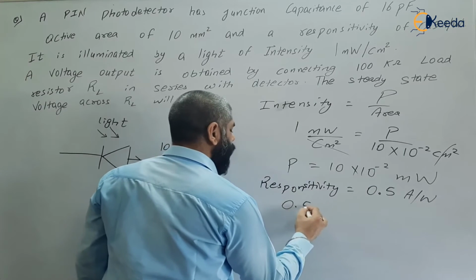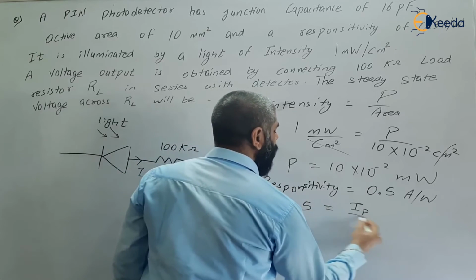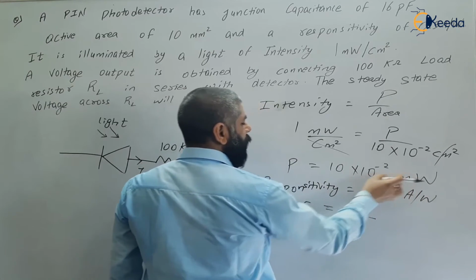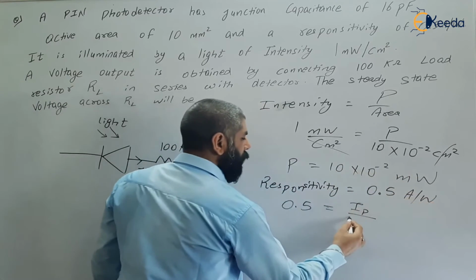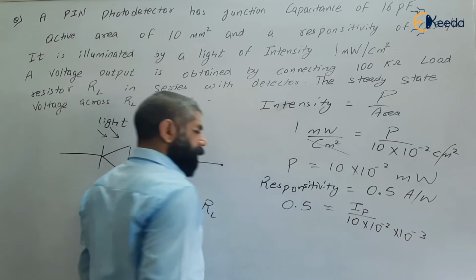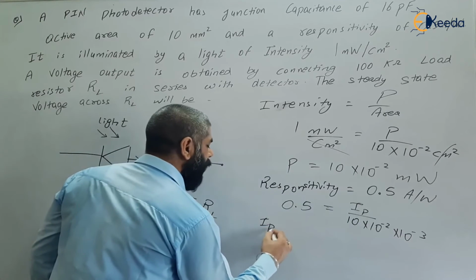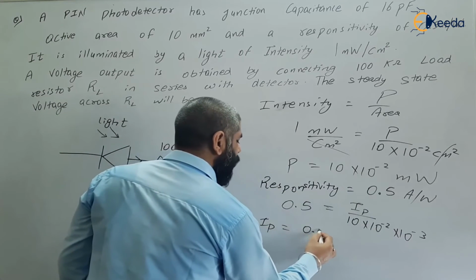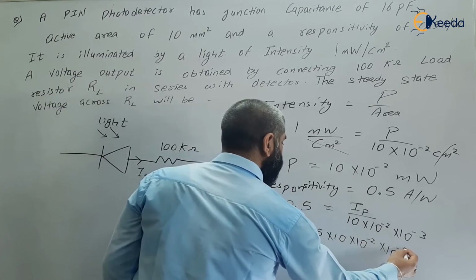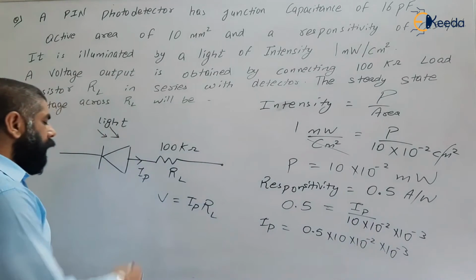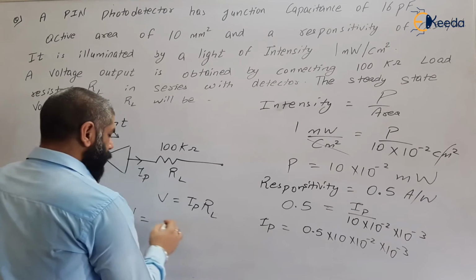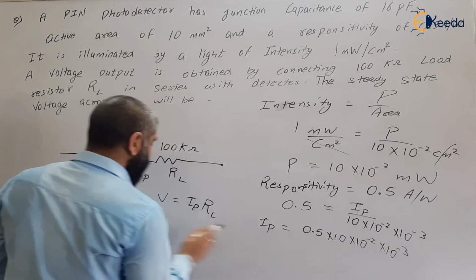So that is equal to 0.5, and the responsivity is photocurrent divided by optical power, but it must be in watt, so we will convert this into watt. That is equal to 10 into 10 raised to minus 2 into 10 raised to minus 3 watt. So the photocurrent will come out to be 0.5 into 10 into 10 raised to minus 2 into 10 raised to minus 3. So the final output voltage will come out to be photocurrent, that is 0.5 into 10, so that is nothing but 5.